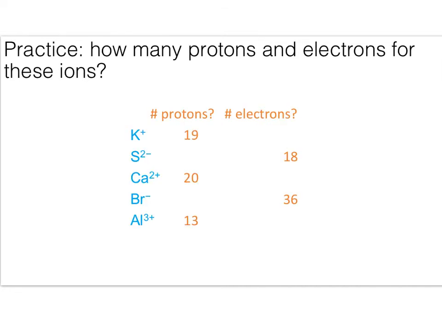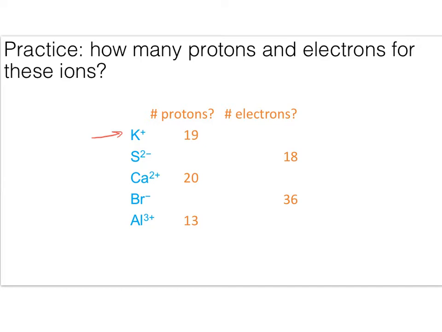Okay, our last subatomic practice problems. Let's get some practice with removing and gaining electrons, and let's see how this balances out. Let's figure out how many protons and electrons there are for each of these ions. Each of these is an element, and K is for potassium.